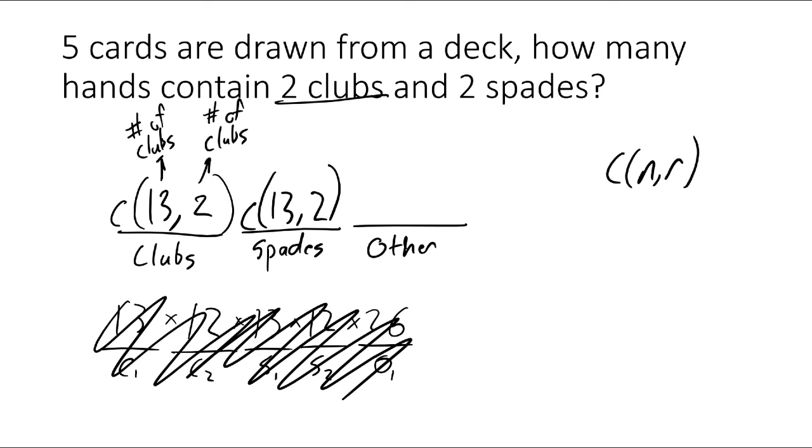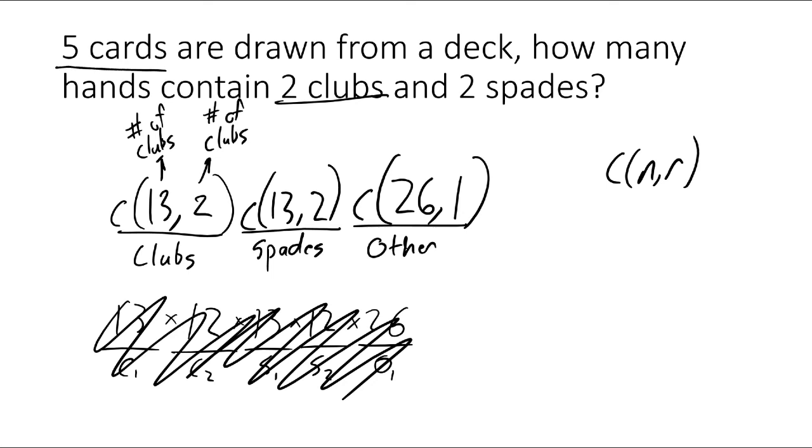All right, the other cards. We'll have a combination for them as well. How many other cards are there? Well, the other cards are comprised of hearts and diamonds. So 13 of each, 26 total. So there are 26 other cards, and we want 1 of them. So we want that other card because we have to account for all 5.